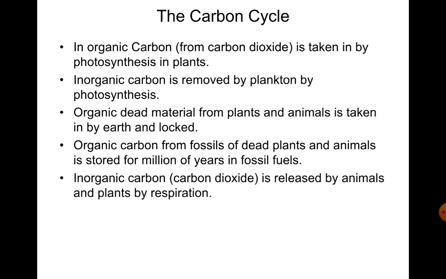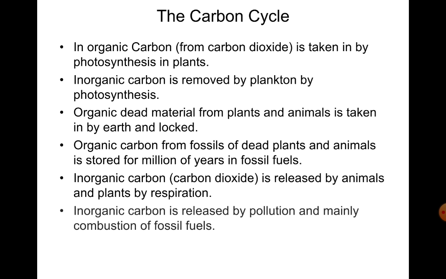Okay, so carbon dioxide goes in by photosynthesis in plants, carbon dioxide goes in by plankton, also by photosynthesis, carbon dioxide is being stored in one way or another, locked in the earth in fossil fuels, and carbon dioxide is released by animals and plants. That's where we get the energy loss. And at the end, we get a lot of inorganic carbon that is released by pollution and mainly by combustion of fossil fuels.